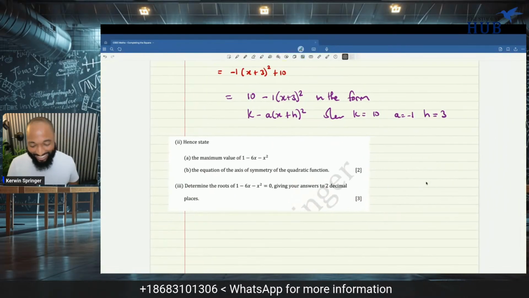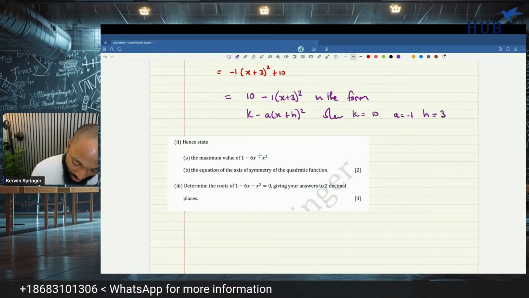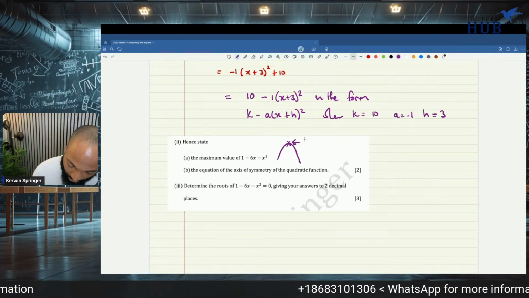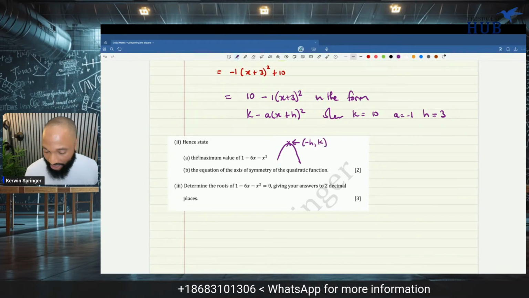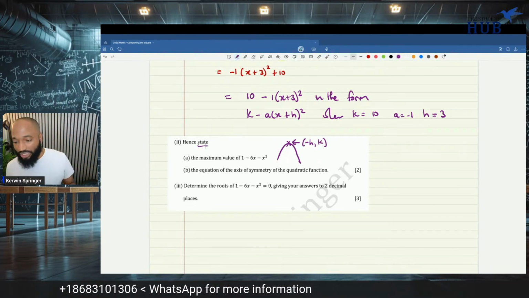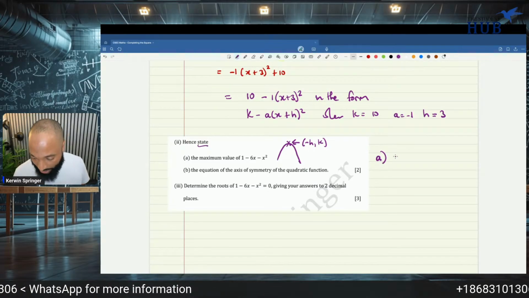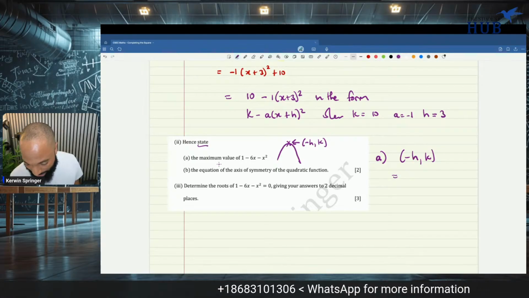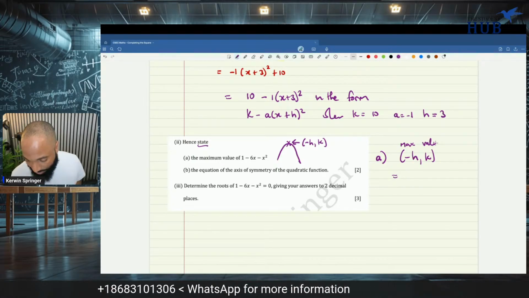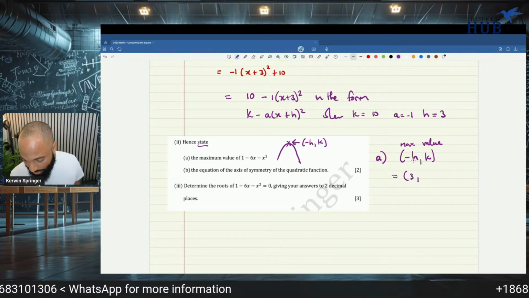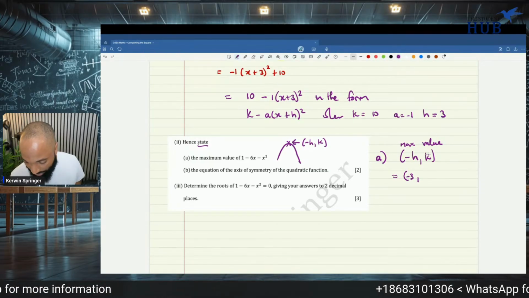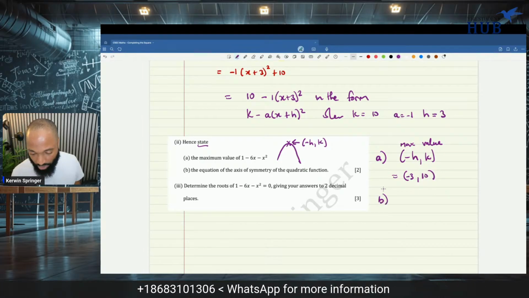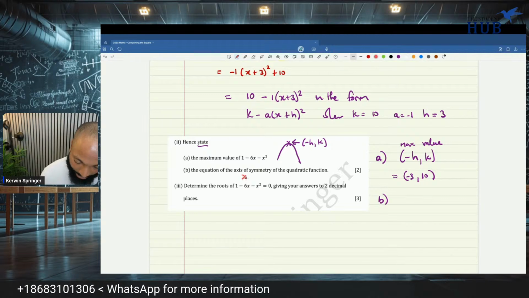Hence the maximum value. Because a is negative, this curve is actually going like this. And I said before, the turning point is always (negative h, k). They use the word state, which means I don't need to give any explanations, I just need to write it down. The turning point, which is the maximum value by the way, is negative h, k. h is 3, switch the sign, so it's negative now. k is 10. Yes?